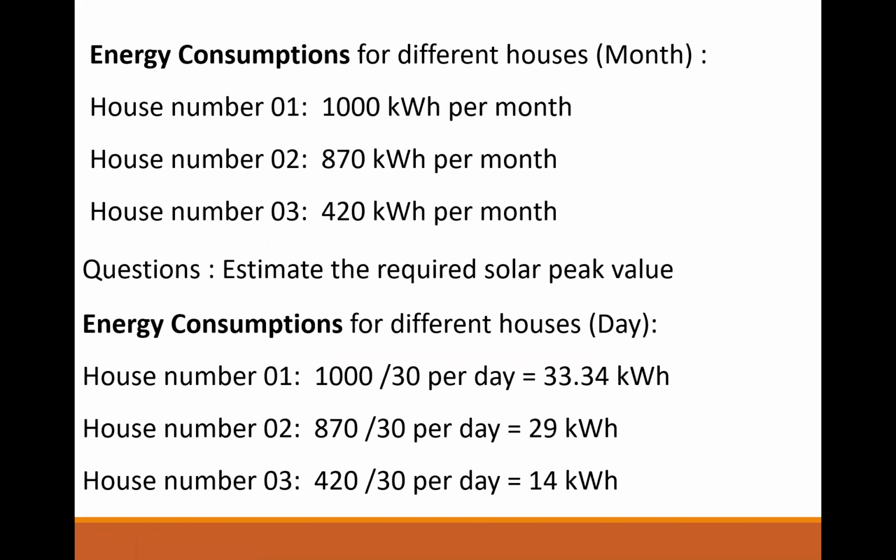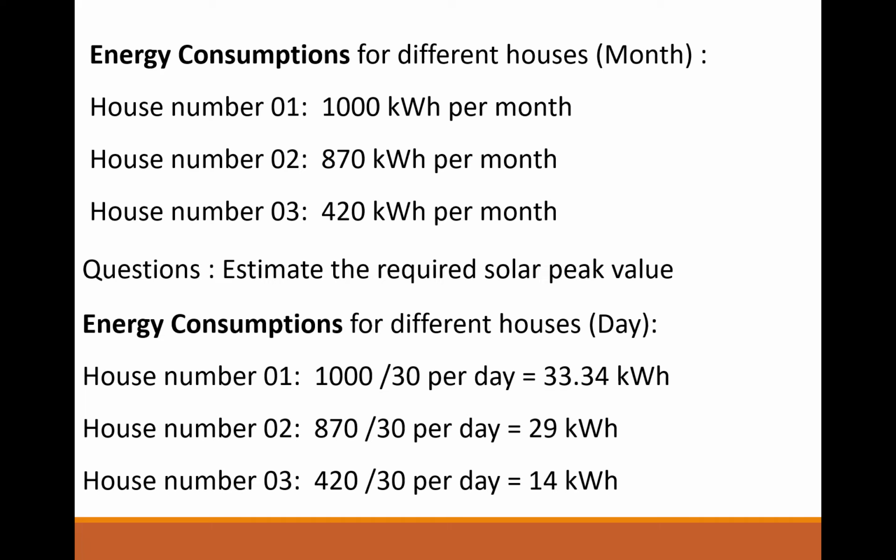Here are the three different scenarios. We consider the energy consumption for three different houses in Lusaka, Zambia. One house has 1,000 kilowatt hours per month. The second house has 870 kilowatt hours per month. And the third house has 420 kilowatt hours per month. So the question is, we have to estimate the required solar peak value in terms of panels that we must install on the three different houses so that we are able to sustain the energy that is actually required.